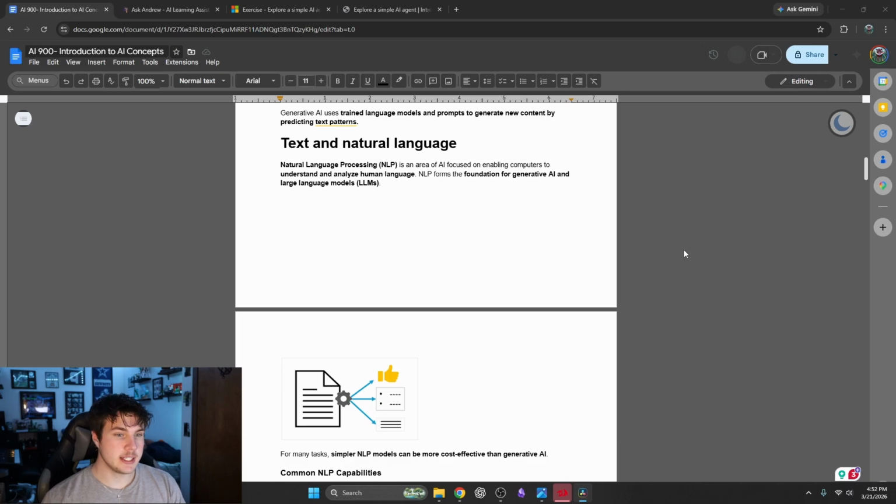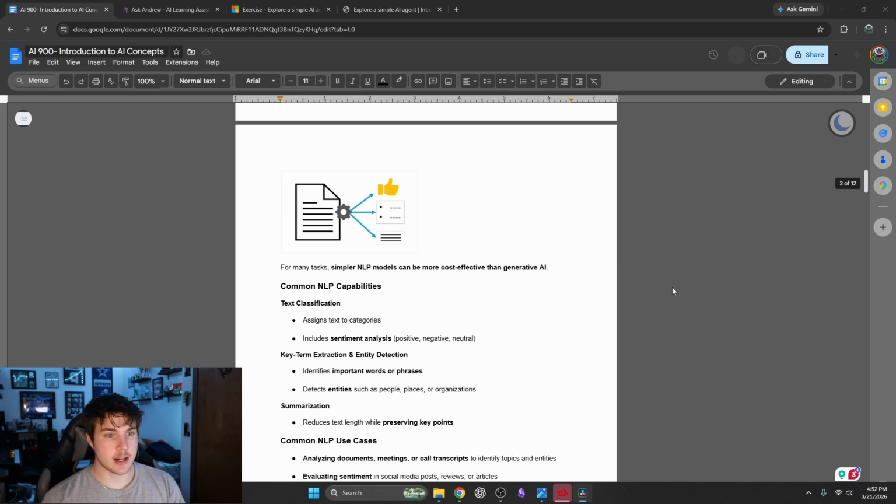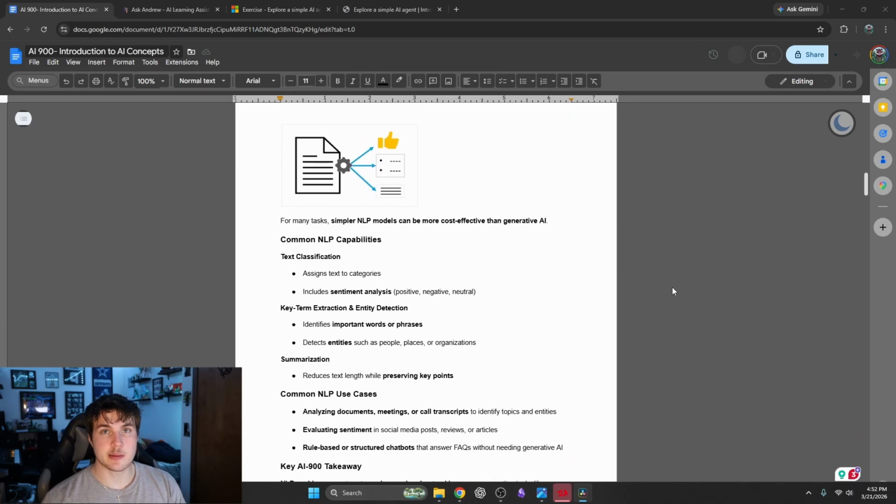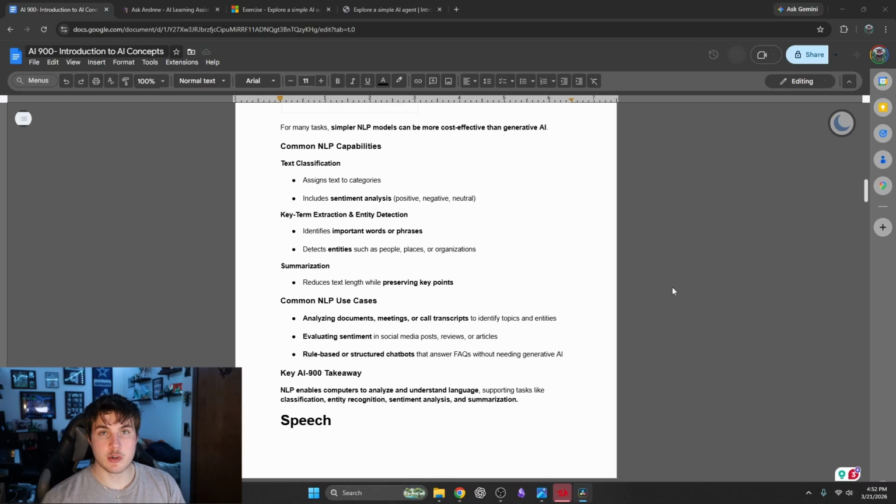Common NLP capabilities: text classification, which assigns text to categories and includes sentiment analysis, positive, negative, or neutral. Key term extraction and entity detection, which identifies important words or phrases and detects entities such as people, places, or organizations. Summarization reduces text length while preserving key points.